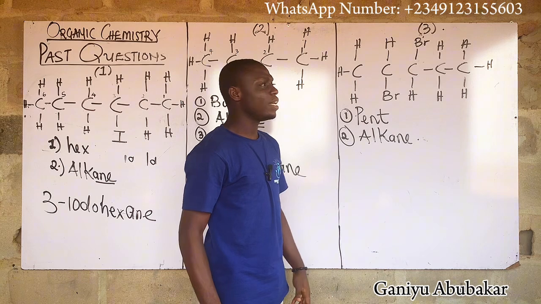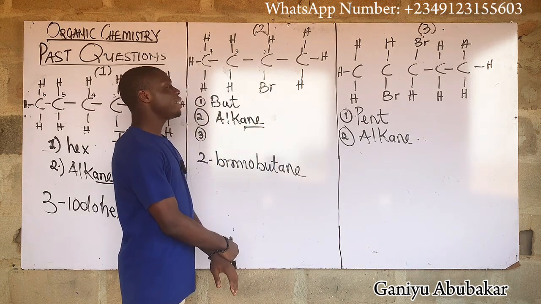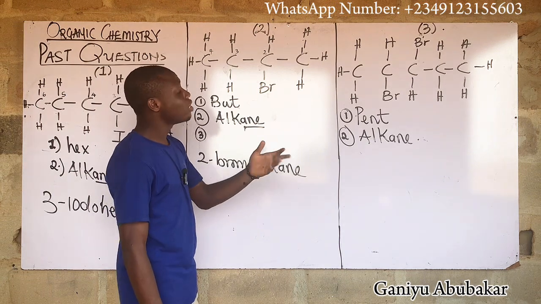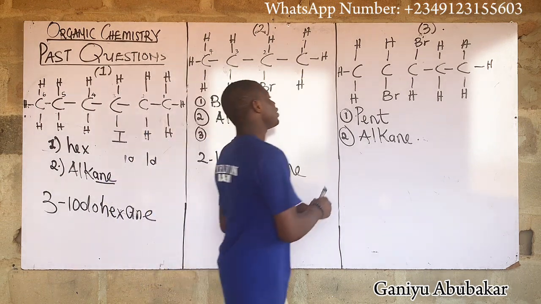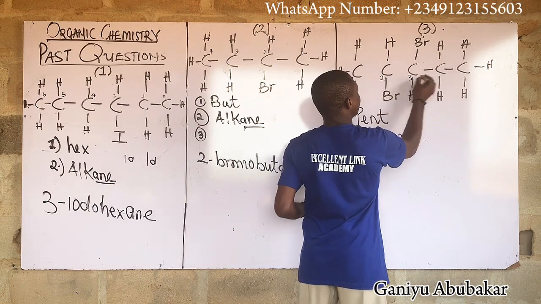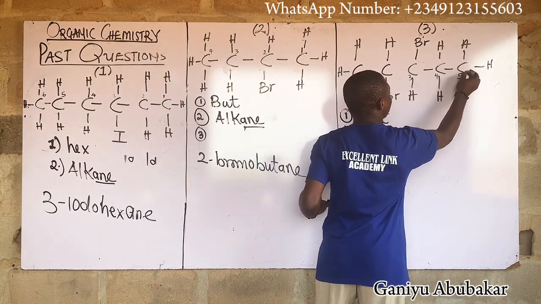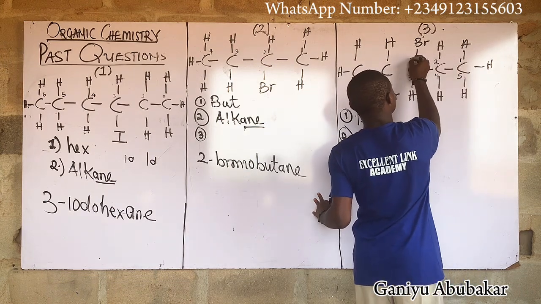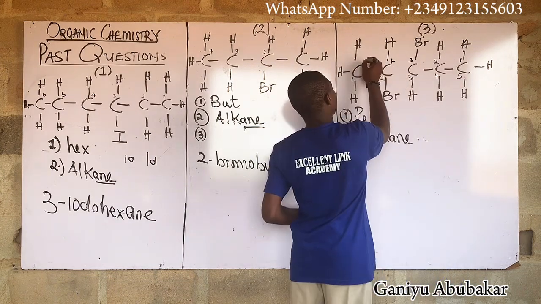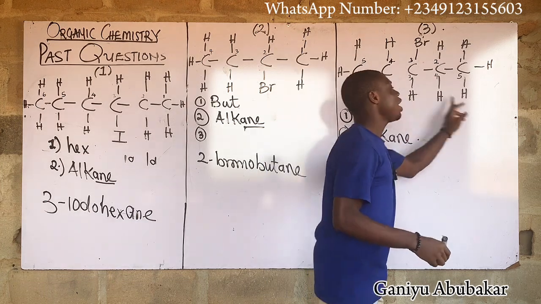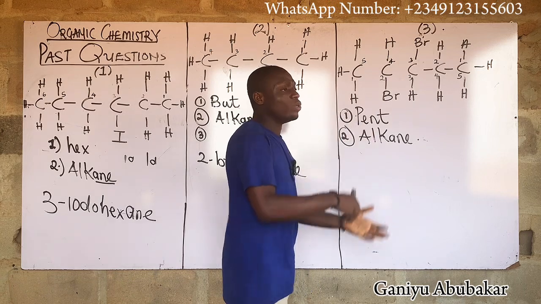Now, how do you name it? Listen up. Here's the task. We said you want to pick the lowest number for the substituent here. So let's do upper numbering first. This upper numbering, this is carbon 1, carbon 2, 3, 4, 5. Lower numbering, I have carbon 1, carbon 2, carbon 3, carbon 4, carbon 5.